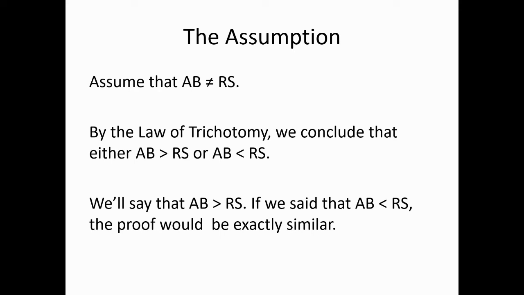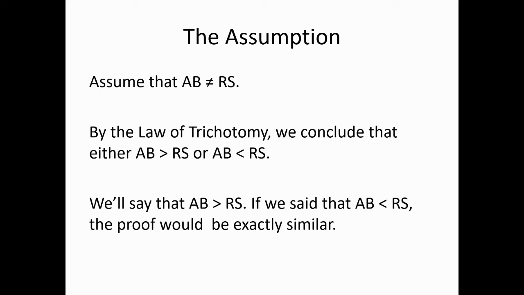We'll only consider the possibility that AB is greater than RS. If AB were less than RS, the proof would be exactly similar. So this is that kind of move that I've allowed you to make in the past. That is, if you've already done the work, really, and what you would have to do to complete the proof is exactly similar in structure to the proof that you've given already, then there's no need to do it.